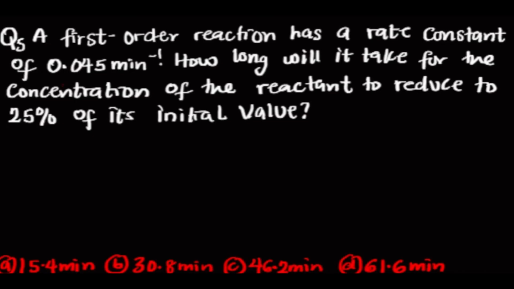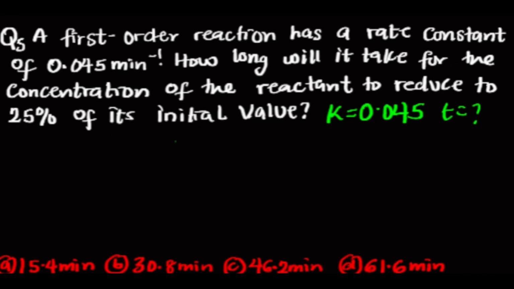Now what we just have to do here is just go ahead and solve it. Let's bring out the parameters. We are given the rate constant K to be equal to 0.045. That's the rate constant. How long will it take? We are asked to calculate for the time, because the question says how long it will take for the concentration of the reactant to reduce to 25% of its initial value.